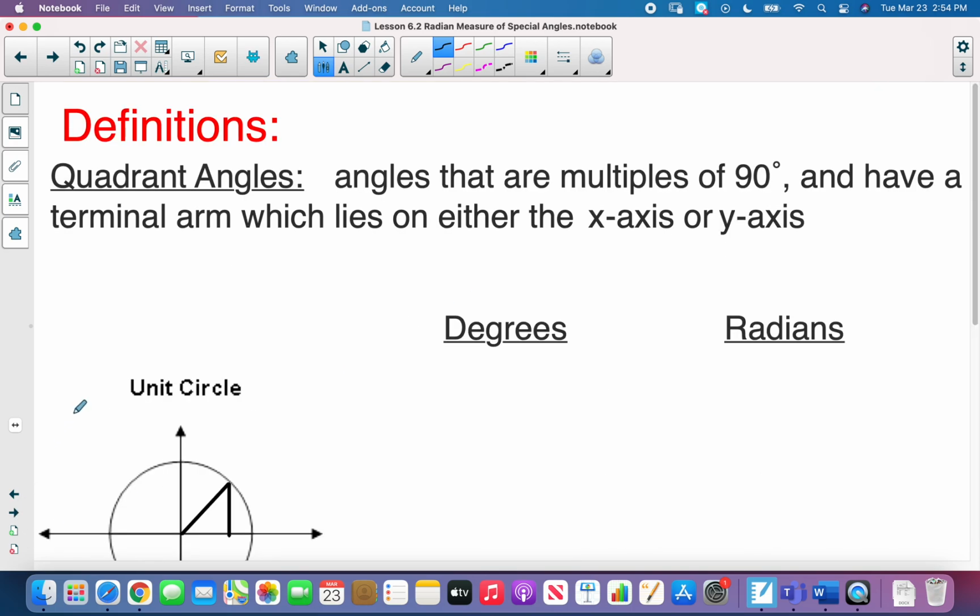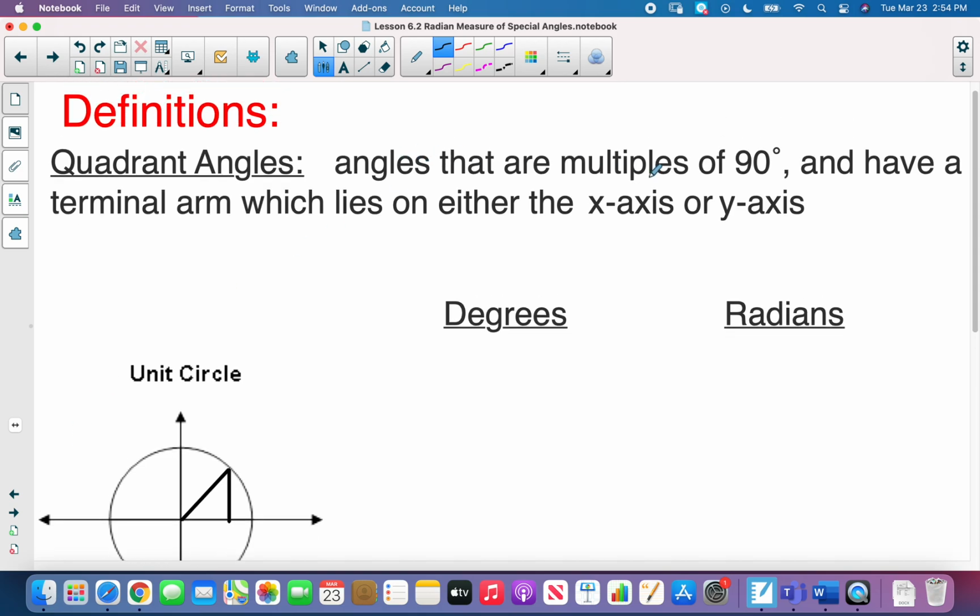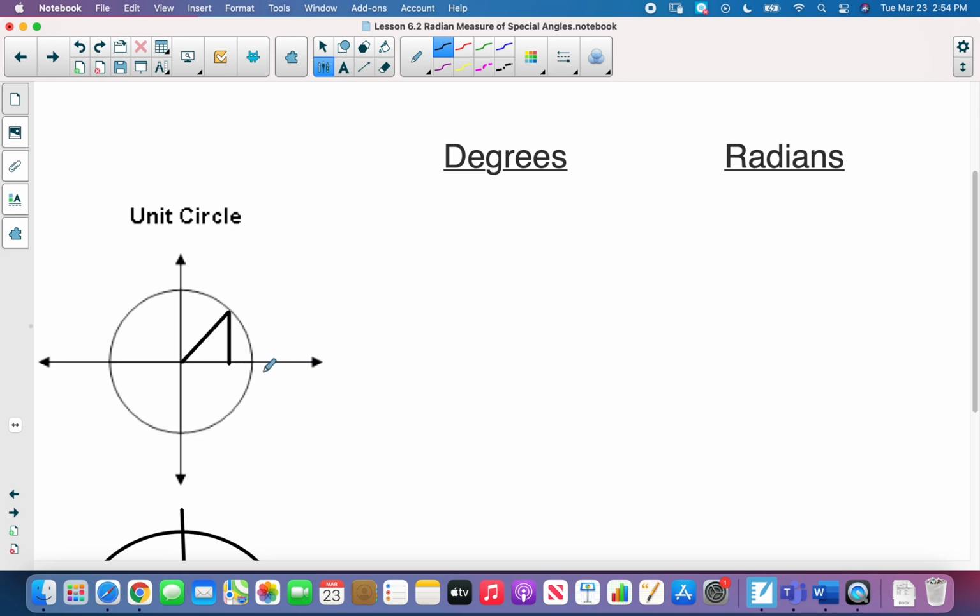We also need to look at quadrant angles, angles that are multiples of 90 degrees and have a terminal arm which lies on either the x-axis or the y-axis. So if you start looking at how the angles can be labeled with regard to an xy coordinate system, you can have the angle which starts with one arm, the initial arm, here. This is one side of the angle, and the other arm is called the terminal arm. Between the initial arm and the terminal arm is the angle that's formed, which is theta.